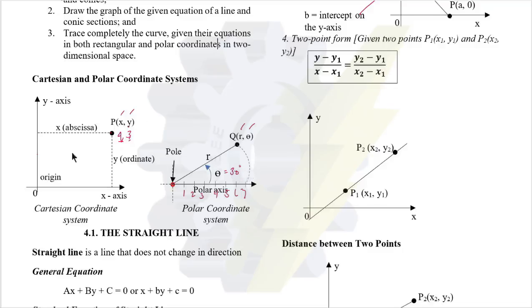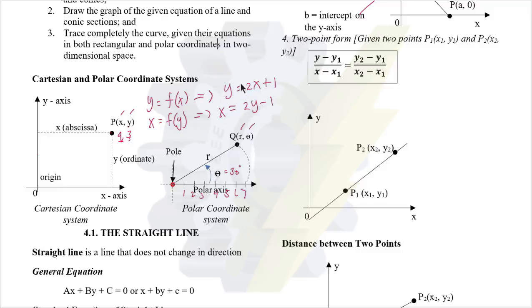So usually here in the Cartesian coordinates, our equation is in the form y is equal to f of x or x is equal to f of y. So example nito ay yung y is equal to 2x plus 1. Then an example of this form of equation is x is equal to 2y minus 1. So examples lang mga to. Then ito yung mga i-drawing ninyo.